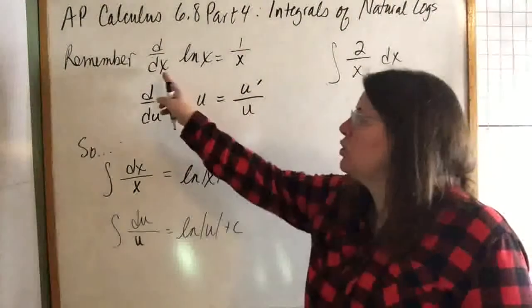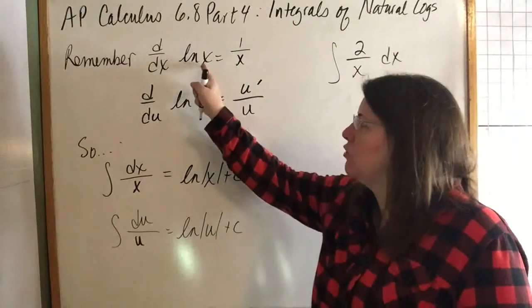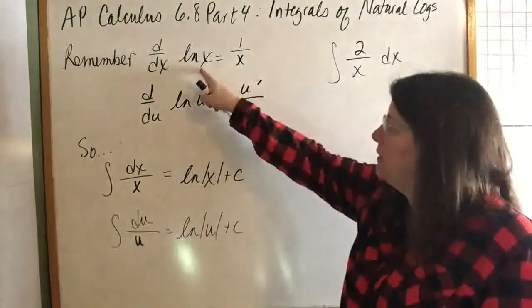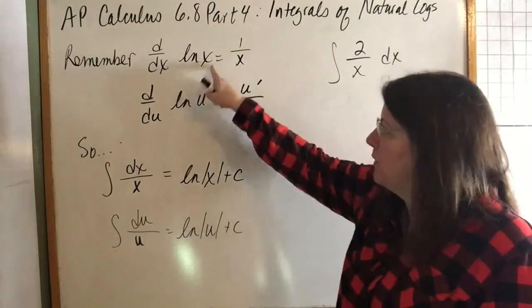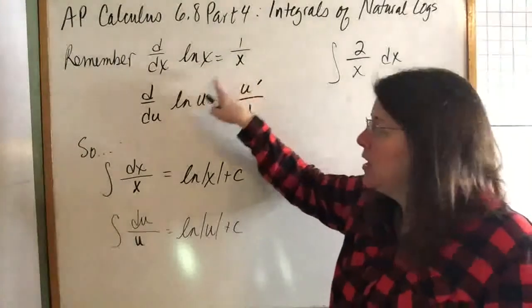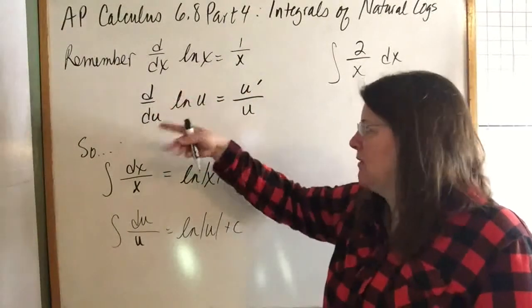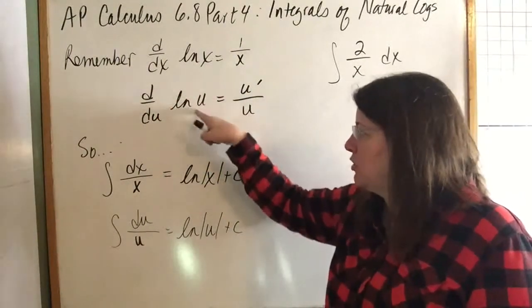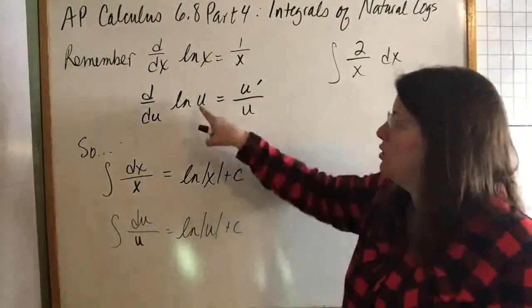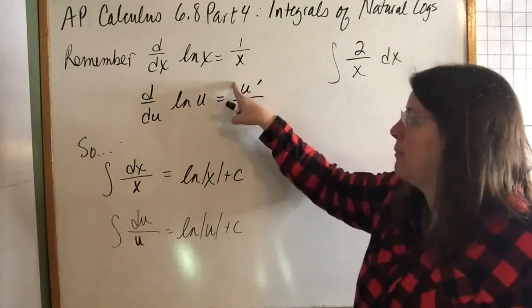Remember, when we took the derivative of a natural log of x, we took the derivative of the x part and put it over the original x part. So the derivative of natural log of x would be the derivative of x, or 1, over the original x, 1 over x. Then we graduated into natural log of a function, and we said that the derivative of natural log of u would be the derivative of the u part on top over the original u part on bottom.